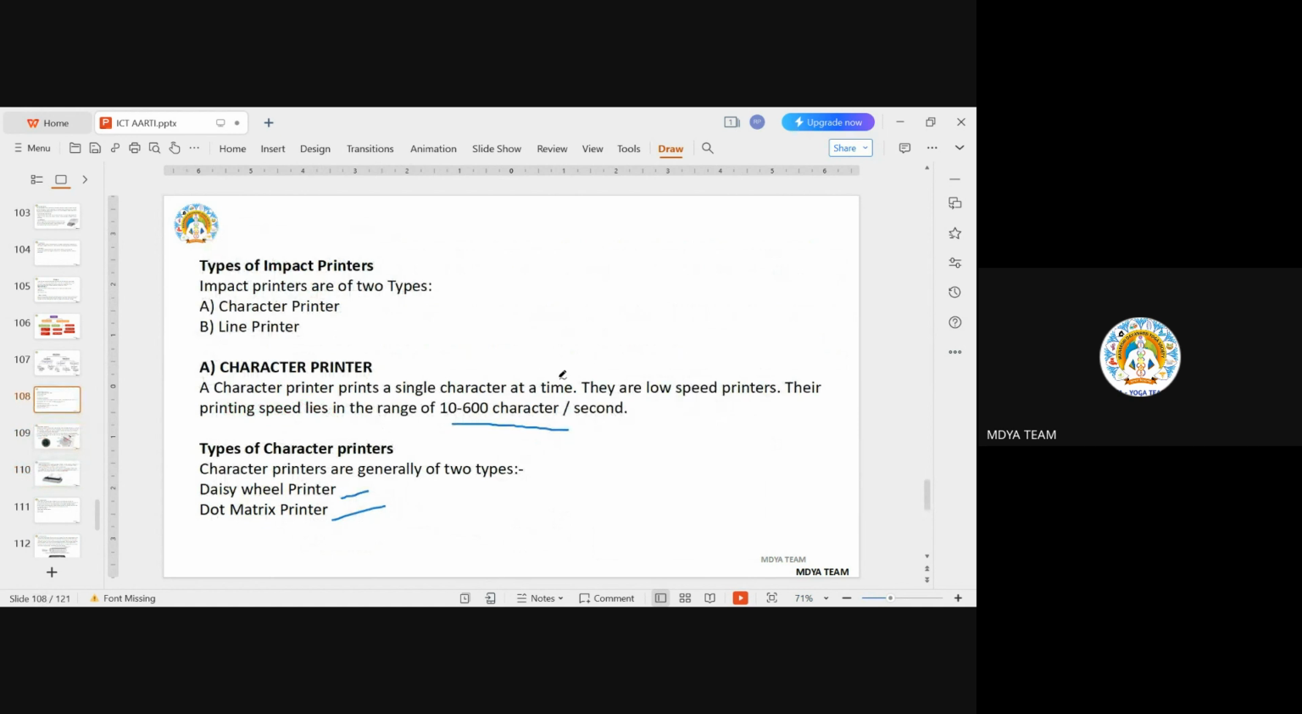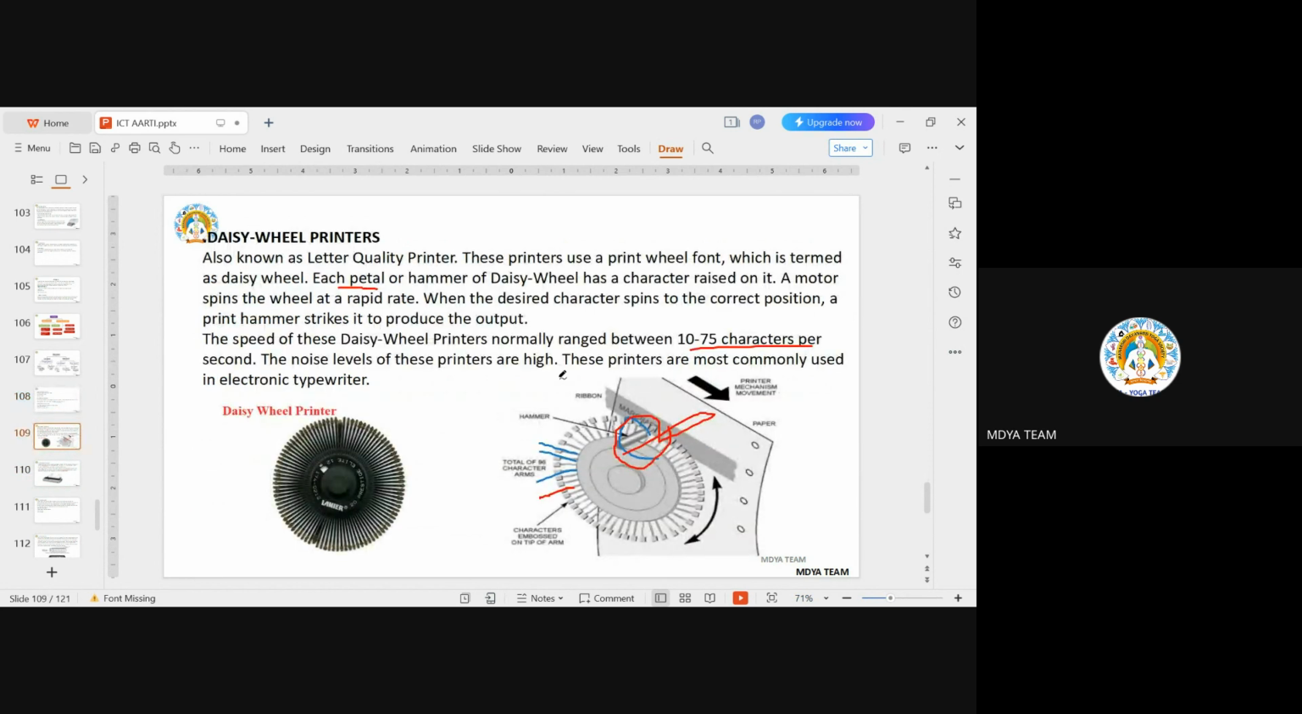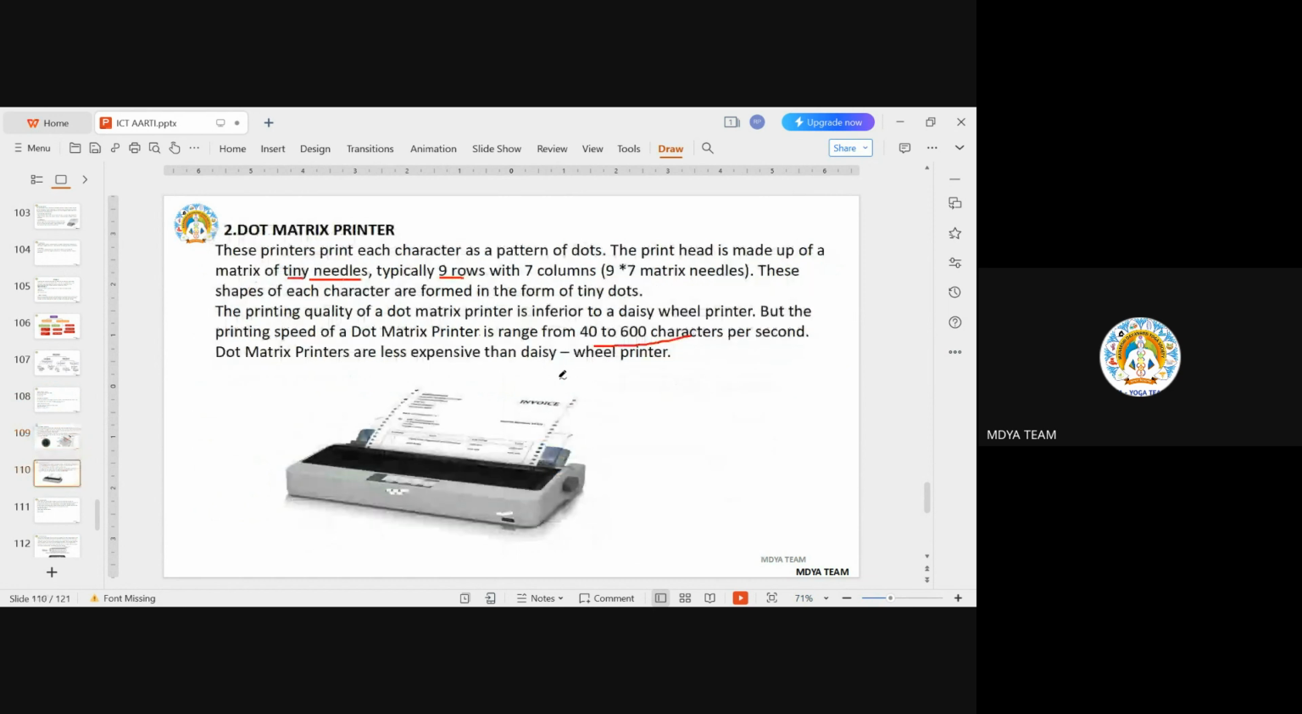In impact printers there are character printers, and in character printers there are two types, daisy wheel and dot matrix. In daisy wheel, petals are used, they print 10 to 75 characters per second, and their noise is very high. An example of the daisy wheel is the electronic typewriter. In dot matrix, they use a matrix of tiny needles, 9 by 7 needles, and 40 to 600 characters per second. They are less expensive, but inferior to daisy wheel.